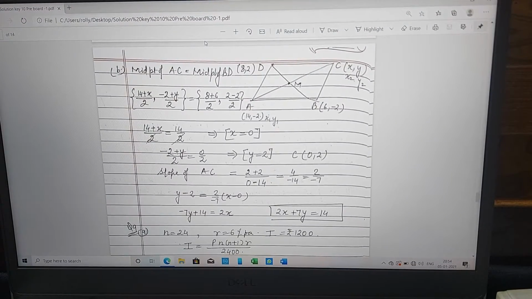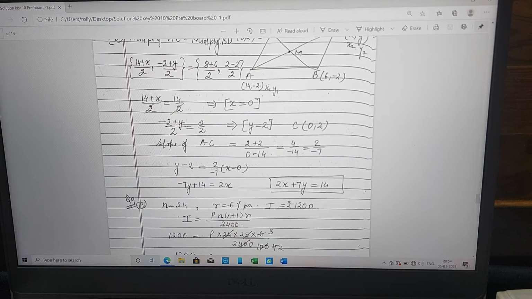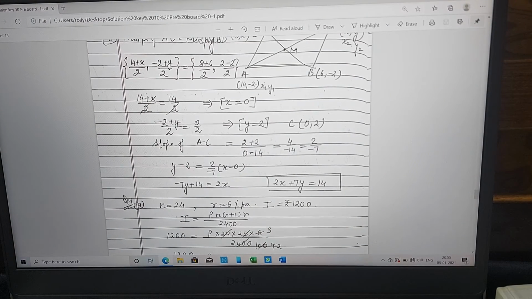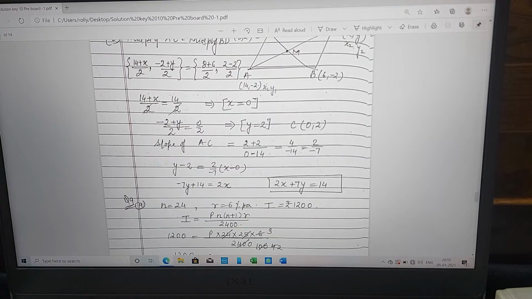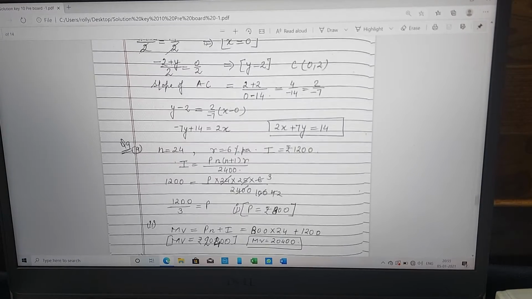Moving on to the next question, it is the midpoint. Because it is a parallelogram, the midpoint of both the diagonals will be same. Okay, so we have used this method. Midpoint of AC is equal to midpoint of BD, and then we have compared and got the values of x and y. So x is equal to 0, y is equal to 2. So coordinates of C will be 0, 2. Clear? Then slope of AC has to be calculated, and then y minus y1 is equal to m into x minus x1. With the help of this, we have calculated the equation of AC.